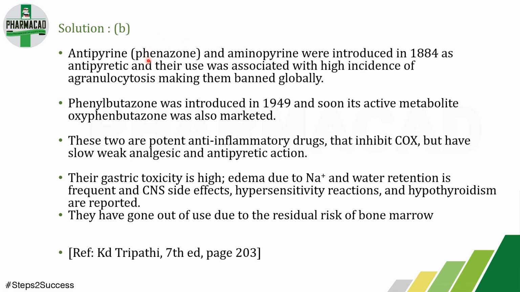The correct option here is option B, that is, it has potential to cause agranulocytosis. That is the reason it is restricted. So antipyrine, that is phenazone, and aminopyrine, both were introduced as antipyretics, and they showed high incidence of agranulocytosis. That is why they were banned.